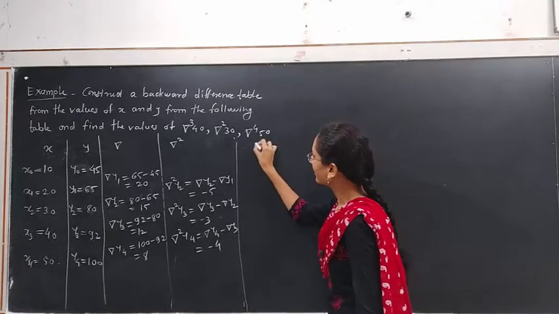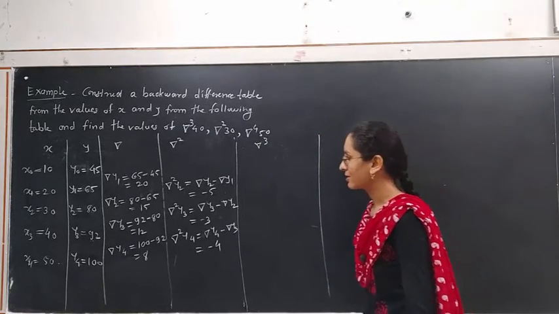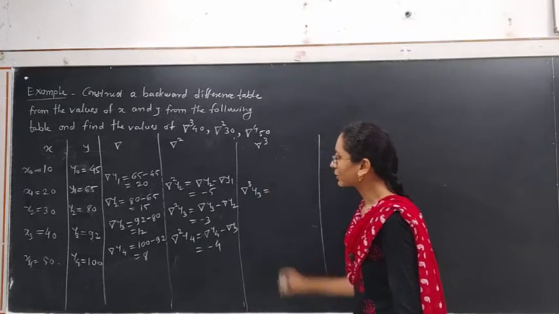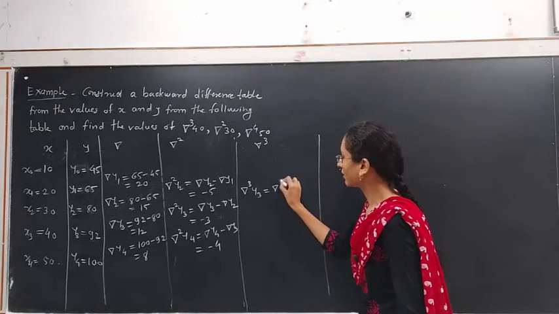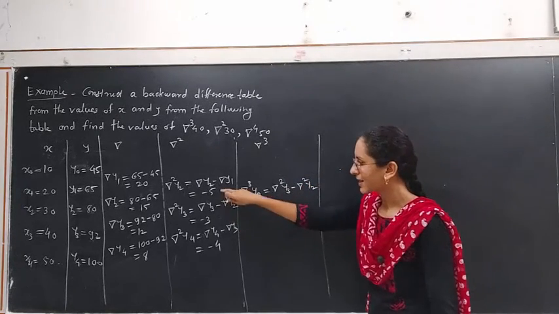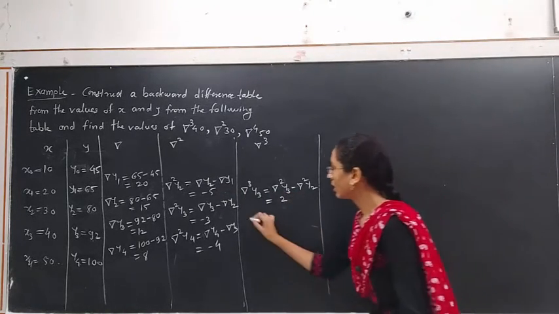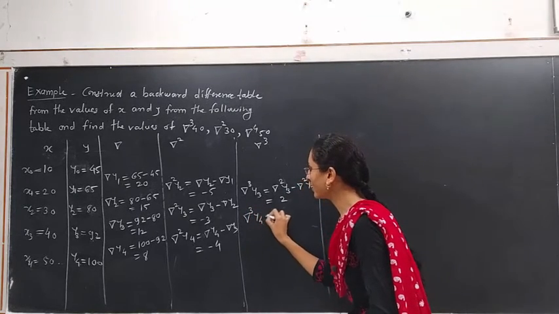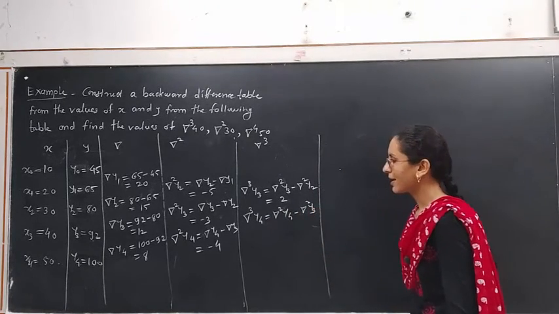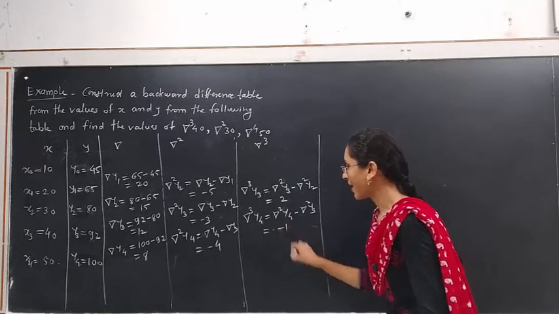In the next column we will get del cube, that is third order backward difference. Del cube y3 is equal to del square y3 minus del square y2. The values are minus 3 and minus 5. This means minus 3 minus minus 5, that is minus 3 plus 5, which is equal to 2. Del cube y4 is del square y4 minus del square y3. Del square y4 is minus 4 minus minus 3, that is minus 1.